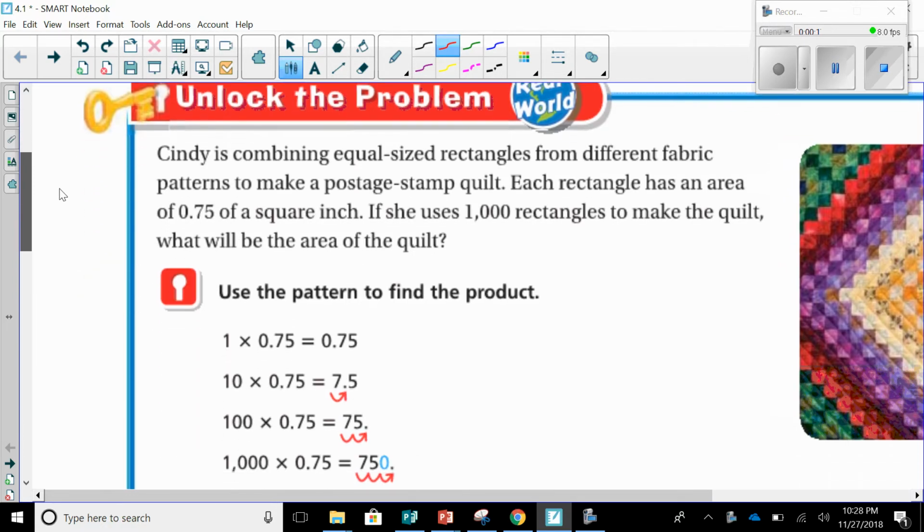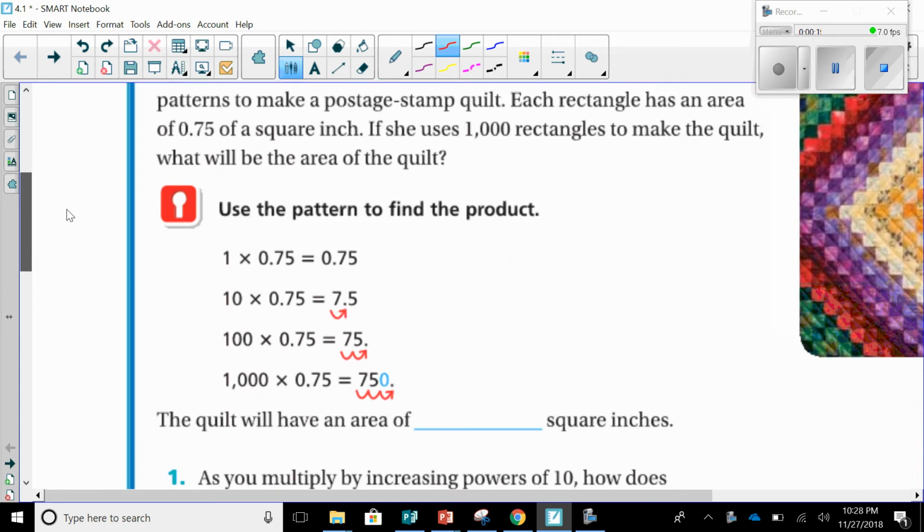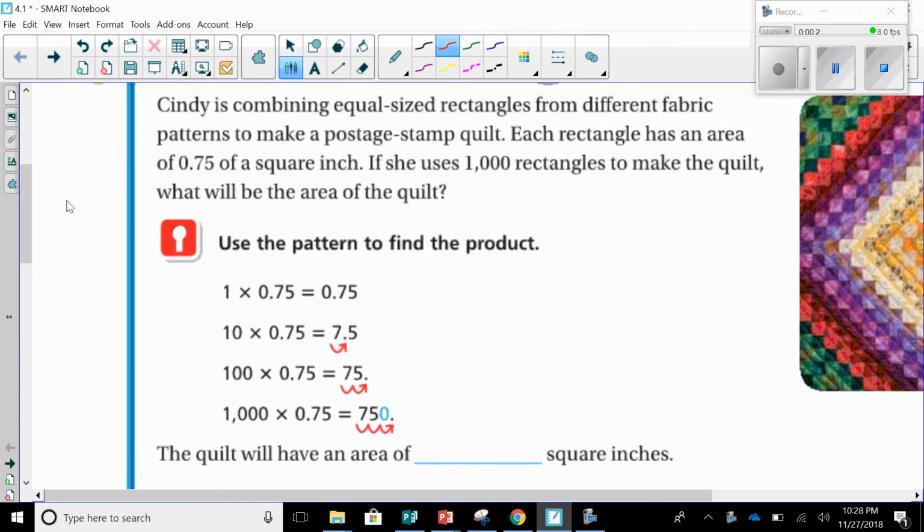So in our first problem here, it gives us a little story problem. Cindy is combining equal size rectangles from different fabric patterns to make a postage stamp quilt. Each rectangle has an area of 0.75 of a square inch. If she uses 1,000 rectangles to make the quilt, what will be the area of the quilt?